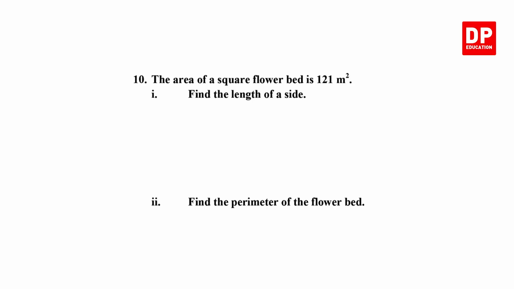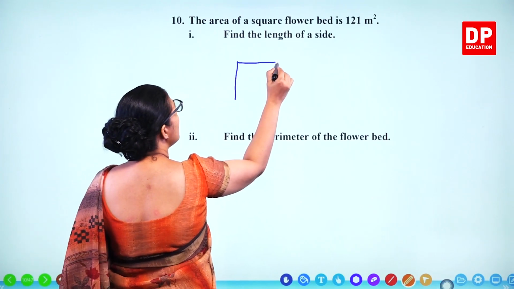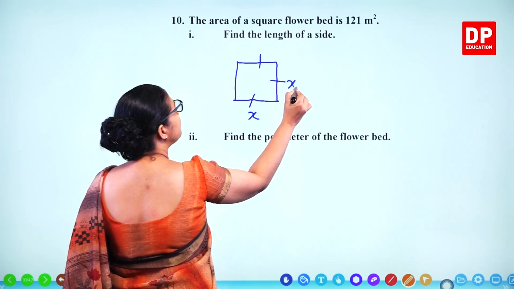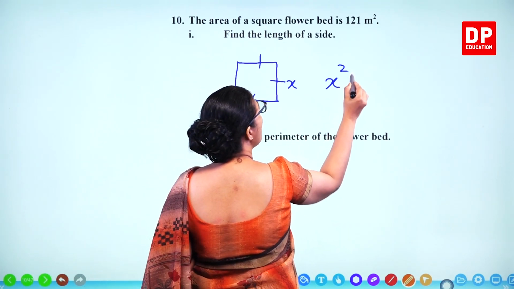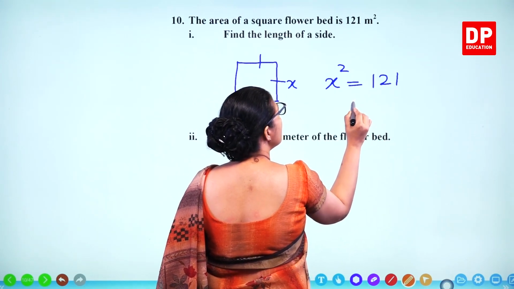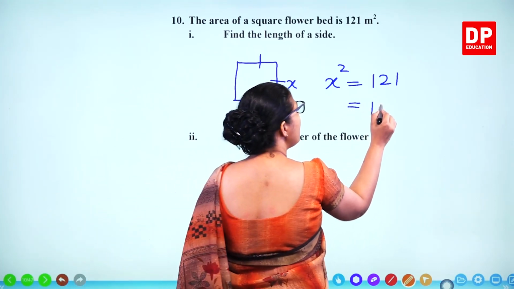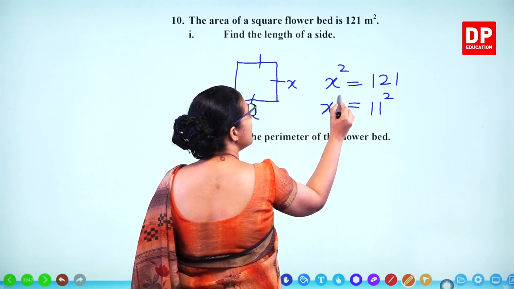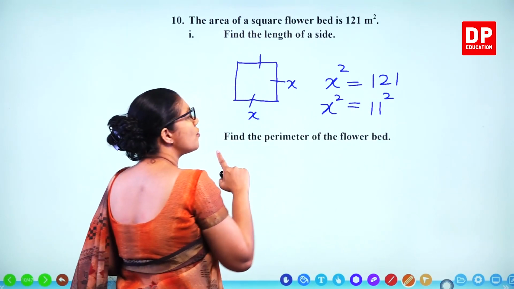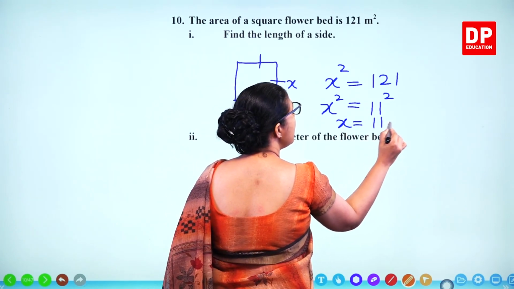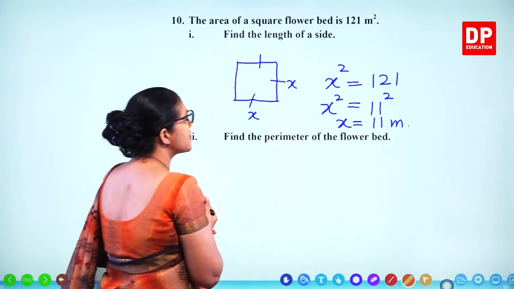Question number 10. The area of a square flower bed is 121 square meters. Find the length of a side. So here if it's a square shaped one, we can say x is the length. x into x, x squared is 121. What is 121? That's a square term. 11 times 11, or you can write 11 square. Same squared sign. So you can equate the bases. So what's the length? Length should be 11 meters.